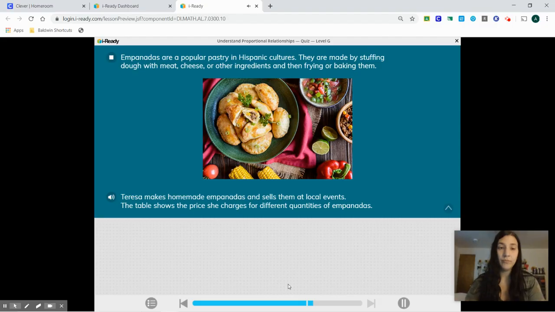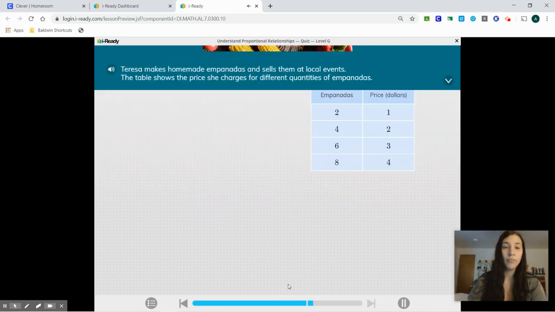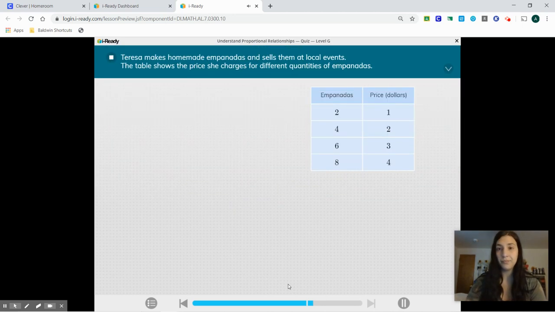Empanadas are a popular pastry in Hispanic cultures. They are made by stuffing dough with meat, cheese, or other ingredients, and then frying or baking them. Teresa makes homemade empanadas and sells them at local events. The table shows the price she charges for different quantities of empanadas.